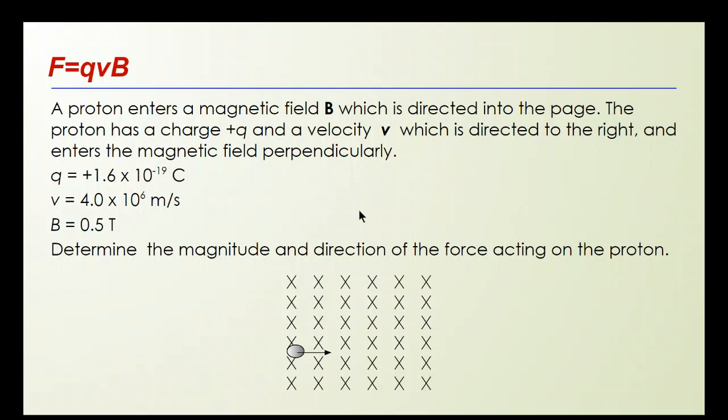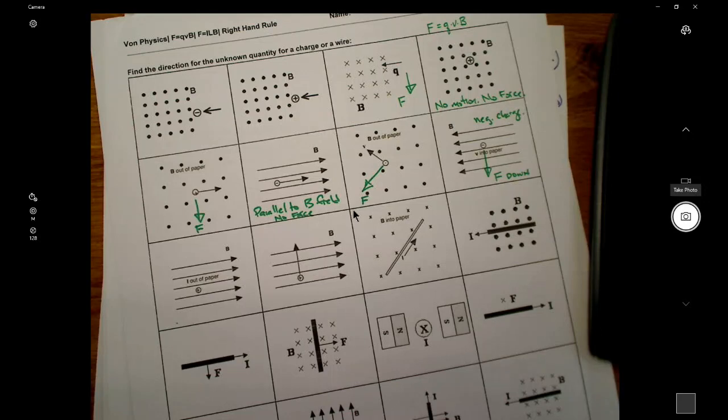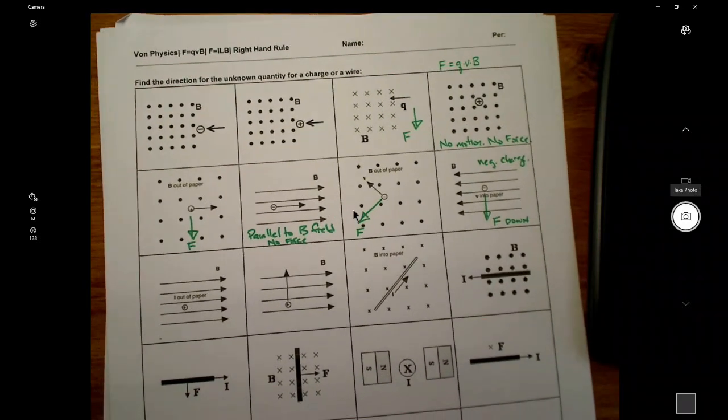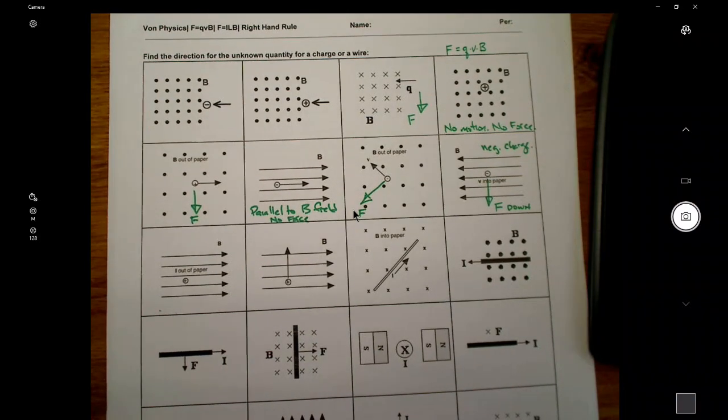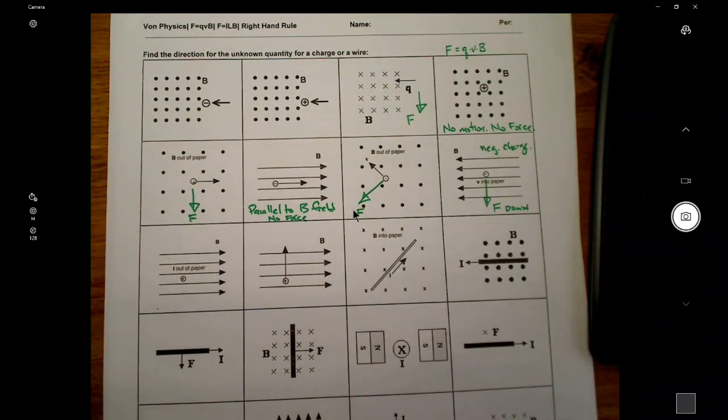Before we jump into this problem here, I want to quickly look at the right-hand rule problems that we did last time. These were some of the problems. We did a few of these in class.